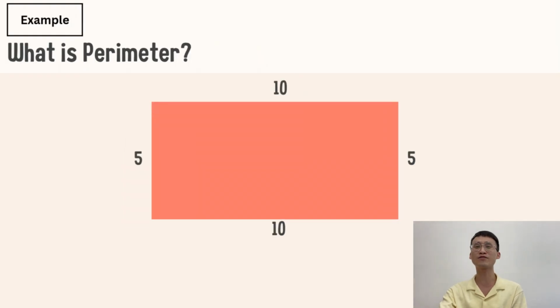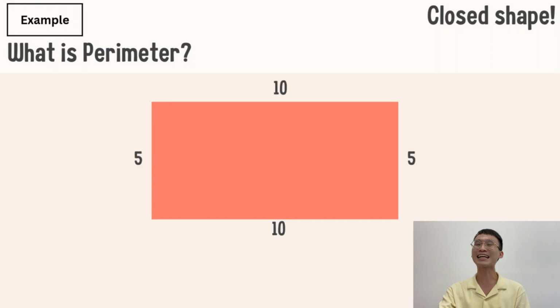Let us look at this first example. What is the perimeter of this figure? The perimeter is the outline of a closed shape. So, can you find this shape's outline? You can pause the video first and then draw out using your hands.